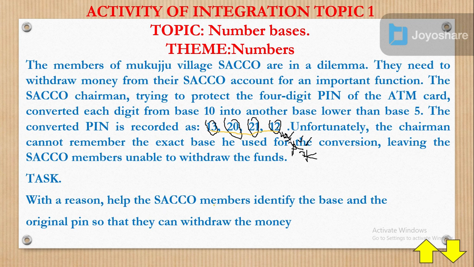Next, let's convert or obtain the original pin. I told you that in normal counting we use base 10, so the original pin must be in base 10. That implies that every digit was in base 4, and what we're going to do is simply convert from base 4 to base 10.